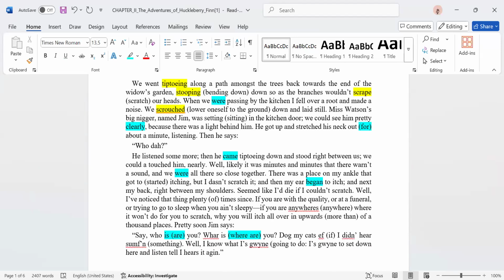No, I am going to do. Going to do. I mean going. So Gwen is going. Going to do. Set, so set's supposed to be said. Down here and listen, I hears it again.